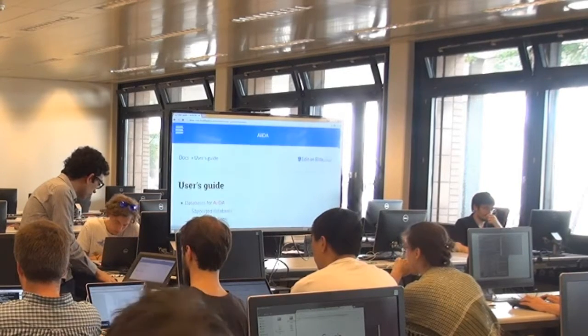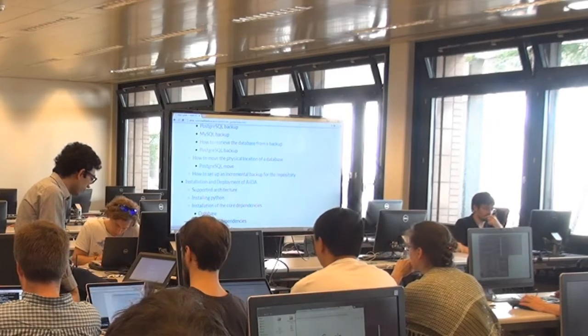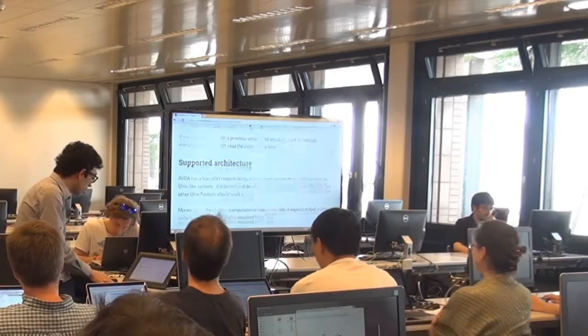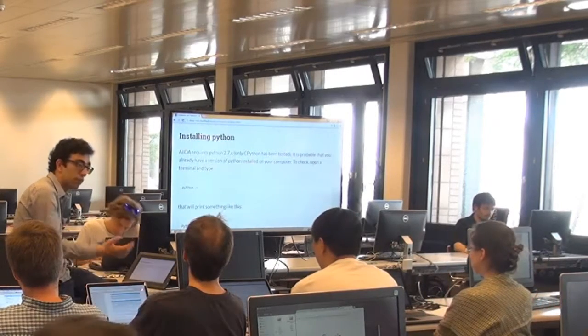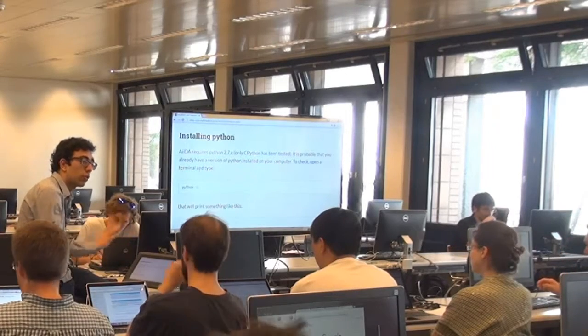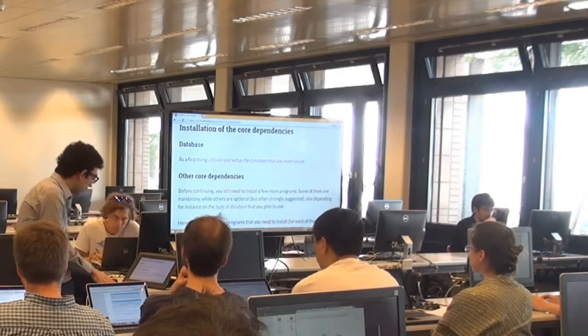Okay, backup with rsync, installation and deployment. There are some preliminary steps, some of which may already be done in your installations. You need Python, and AiiDA for the time being is Python 2.7. It's not yet Python 3, so you need Python 2.7. You need a database. OK, done.